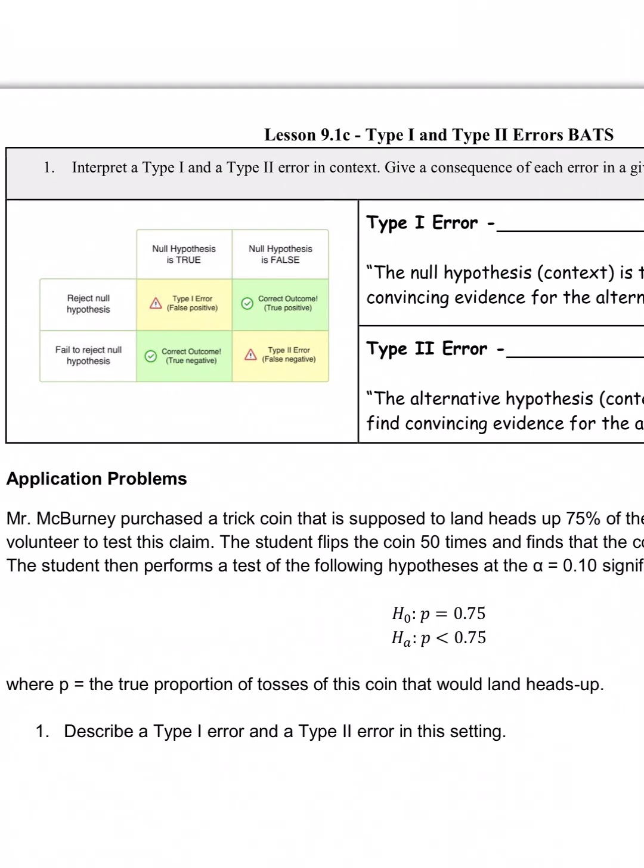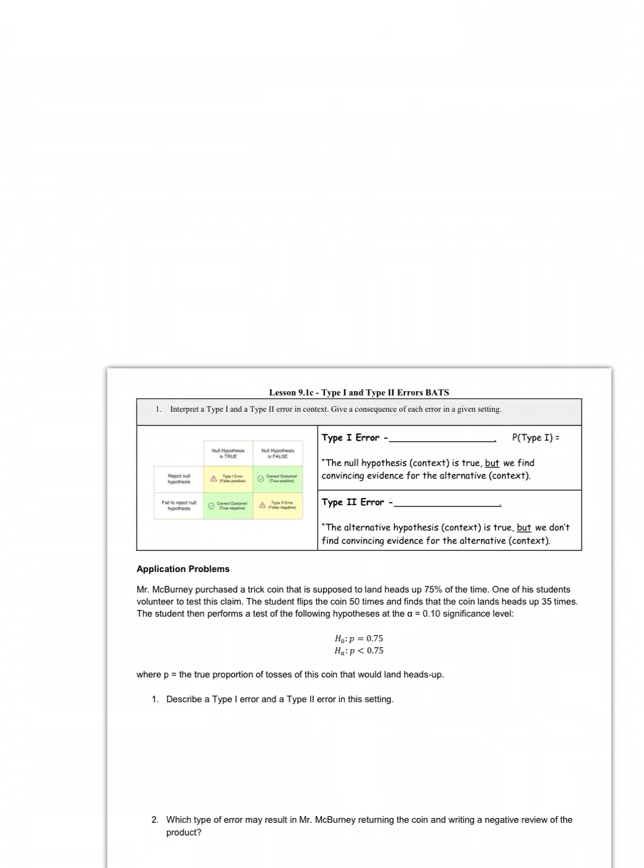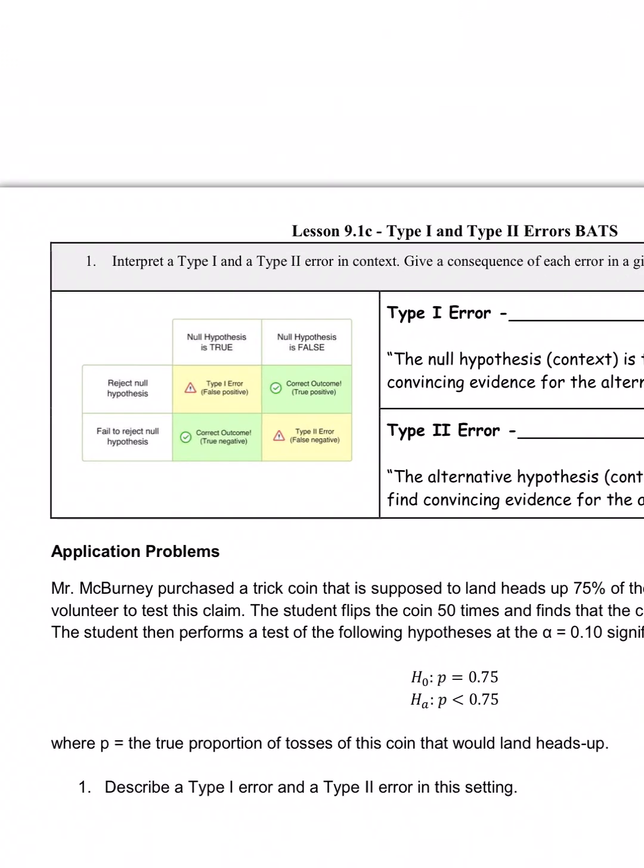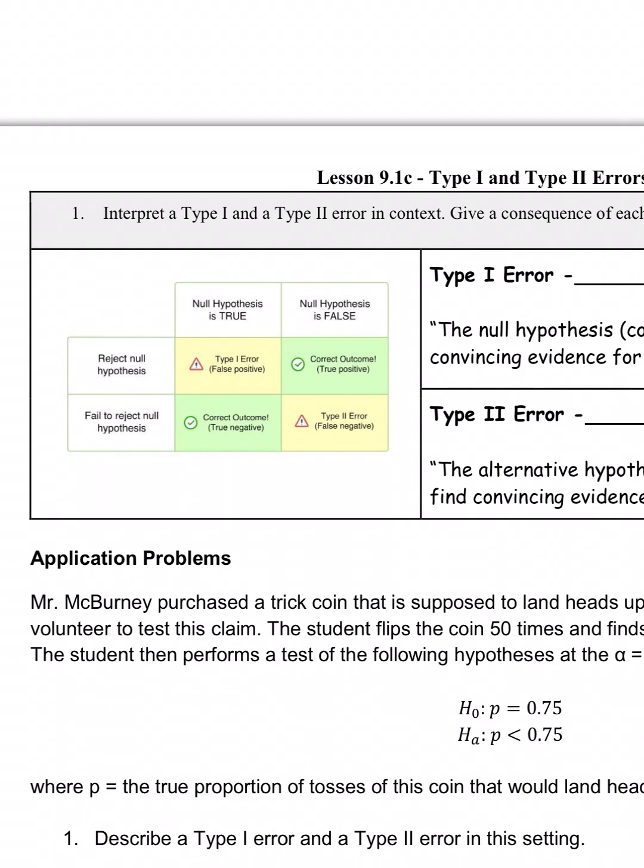So this little table, I do talk about this in the video. If you haven't watched it, you will. This is just the table of the decisions we can make when we run a hypothesis test. We either get it right or wrong, don't we? We either reject the null or fail to reject the null.